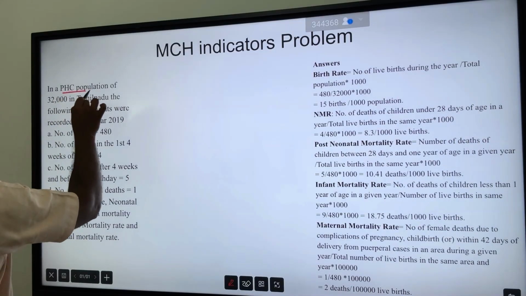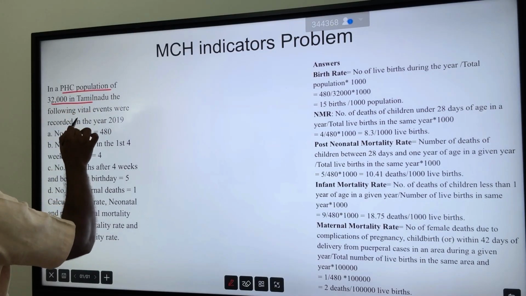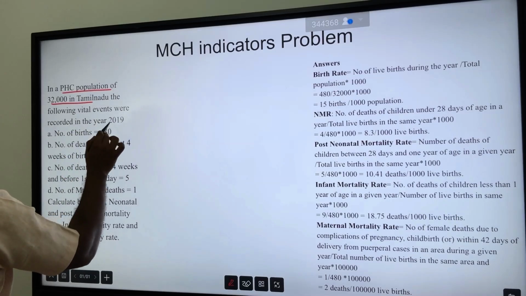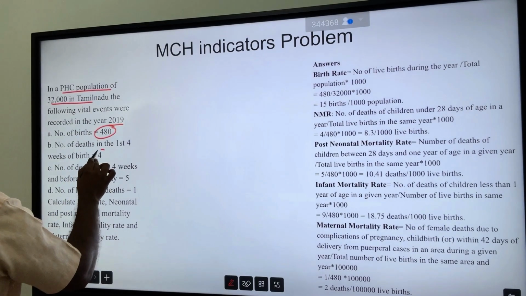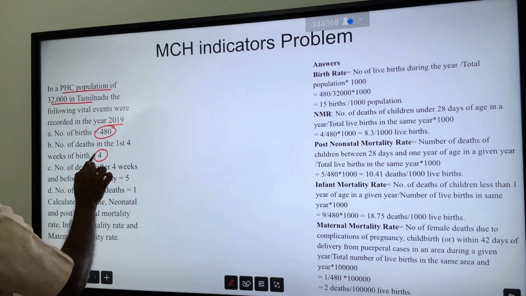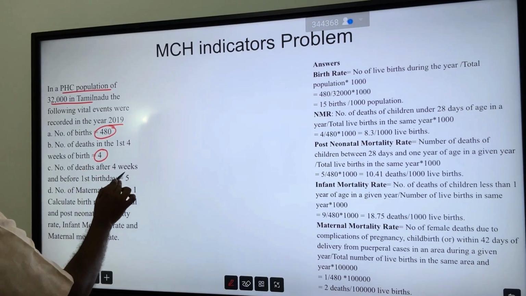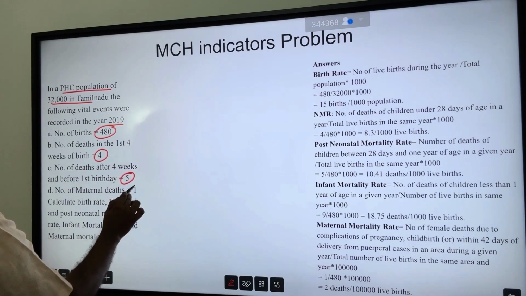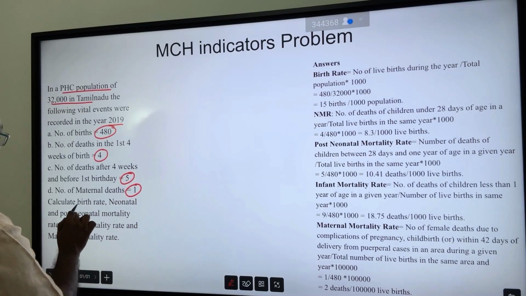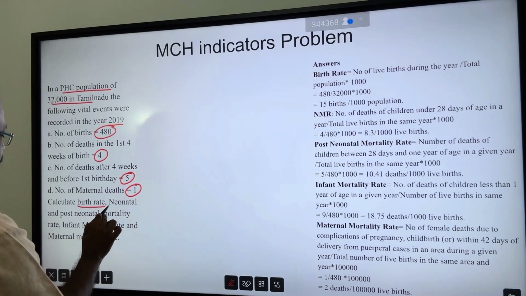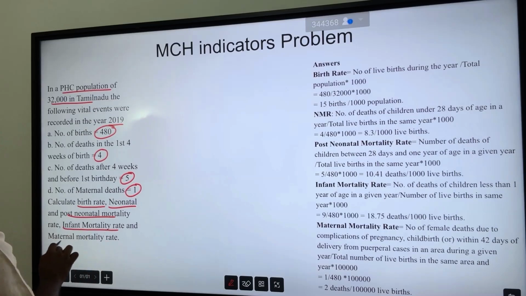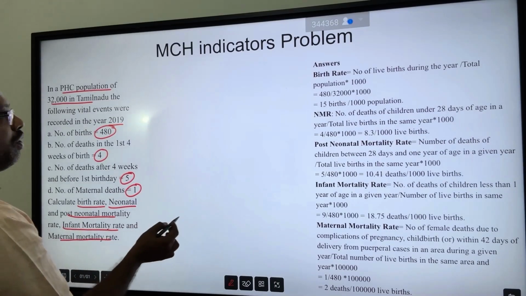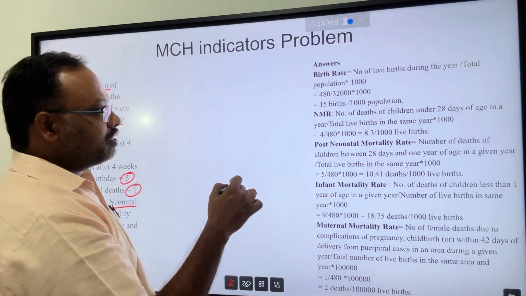In a PHC population of 32,000 in Tamil Nadu, the following vital events were recorded in 2009. The number of births is given here. The number of deaths in the first 4 weeks, that is the neonatal period, is given here. After 4 weeks, the post-neonatal period is given here. The number of maternal deaths is also given here. They have asked for the birth rate, neonatal mortality rate, post neonatal mortality rate, infant mortality rate, and maternal mortality rate. So we will try to answer this.